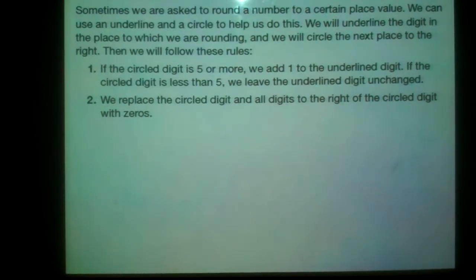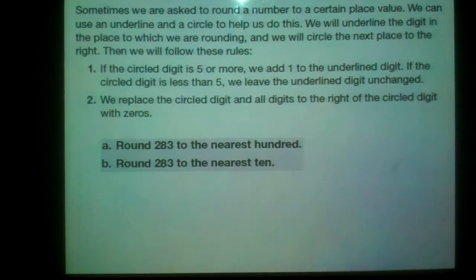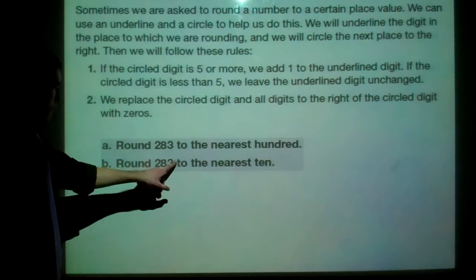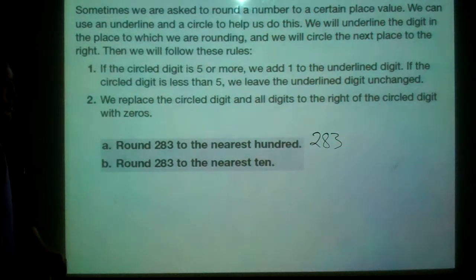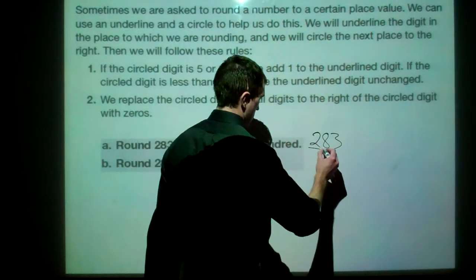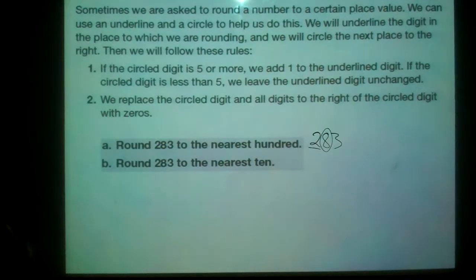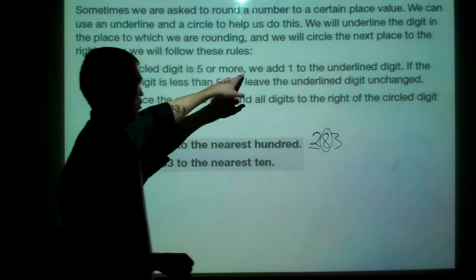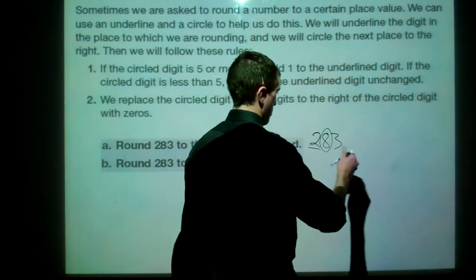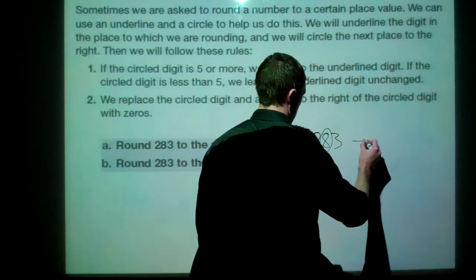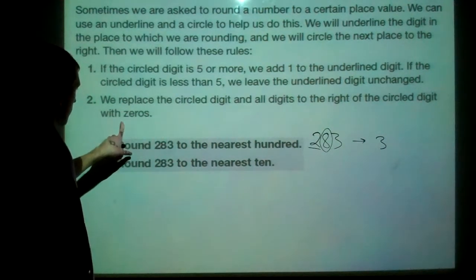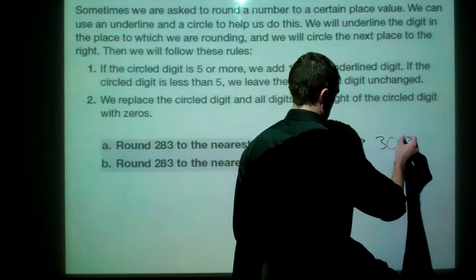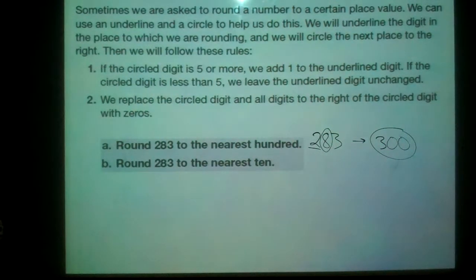So that might sound a little confusing, but let's use our two examples here again, without the number line this time. It says round 283 to the nearest 100. Well, we're going to write 283, and it wants us to round to the nearest 100. So we underline what they're rounding to, and we circle our 8. Now, if the circled number is 5 or more, we add 1 to the underlined digit. So we're going to add 1 to 2 because this is higher than 5. So 3. And we replace the circled digit and all digits to the right of the circled digit with zeros. So 300. So we still get the same answer as we did with the number line one, except we didn't have to do a number line. This took a lot less time.